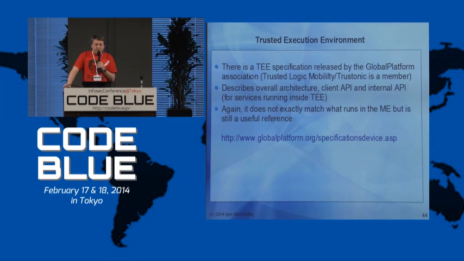Now, a little bit about the trusted execution environment. There is a specification released by the association called Global Platform. This specification describes a typical implementation of this trusted execution environment, such as the client API, internal API, and the overall architecture. So it's not an exact match against what's running in the ME, but it's pretty close. It seems many parts in this specification were taken from the implementation by Trusted Logic. So if you look at the specification and the code which runs in the ME, it's a helpful reference.